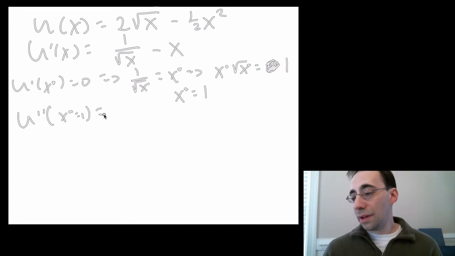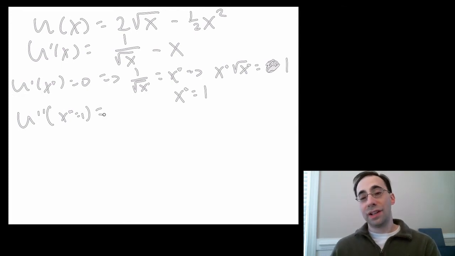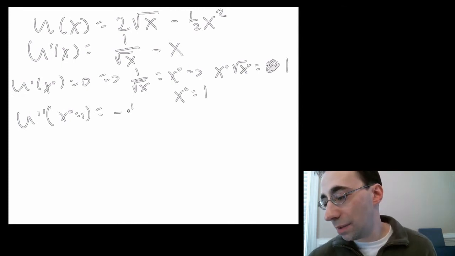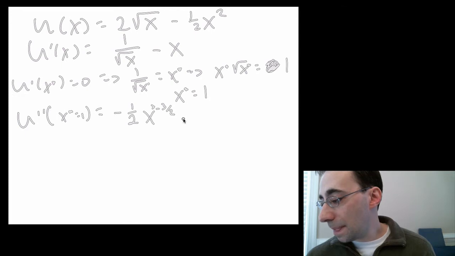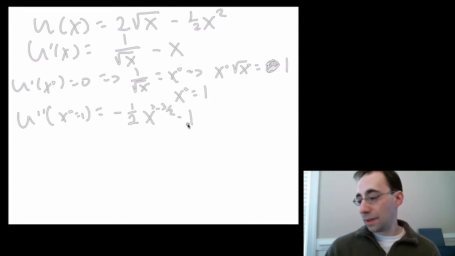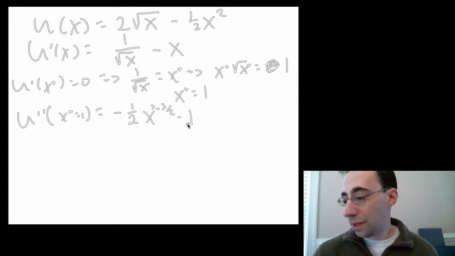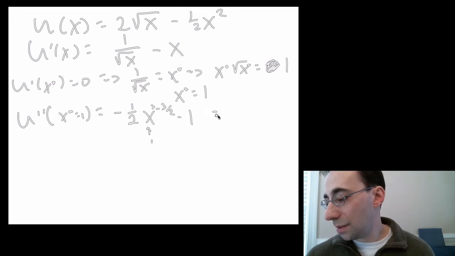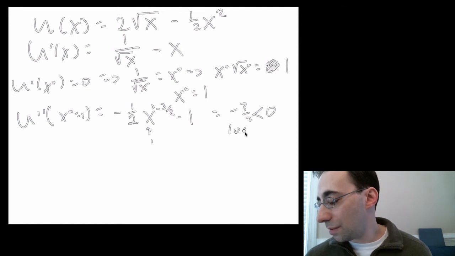Well, now, first is the derivative of x to the negative 1/2, which is negative 1/2 x to the negative 3/2, it's x star, minus 1. If x star equals 1, then this thing is 1, and that's going to equal negative 3/2, which is less than 0. So again, we have a local maximum.